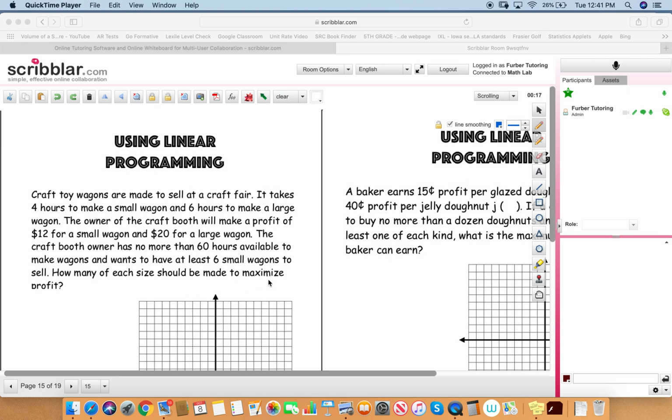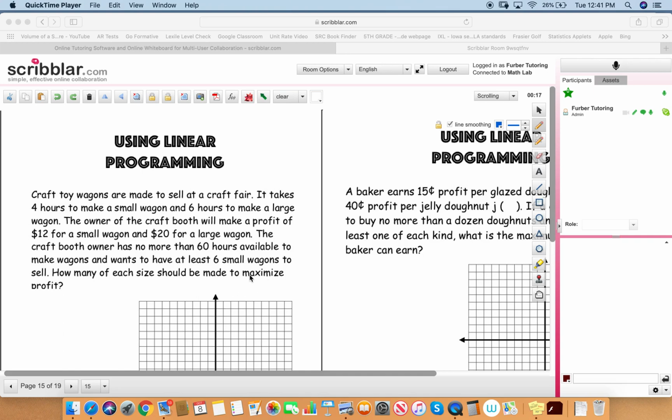This first one says craft toy wagons are made to sell at a craft fair. It takes 4 hours to make a small wagon and 6 hours to make a large wagon. The owner of the craft booth will make a profit of $12 for a small wagon and $20 for a large wagon. The craft booth owner has no more than 60 hours available to make wagons and wants to have at least 6 small wagons to sell. How many of each size should be made to maximize the profit?